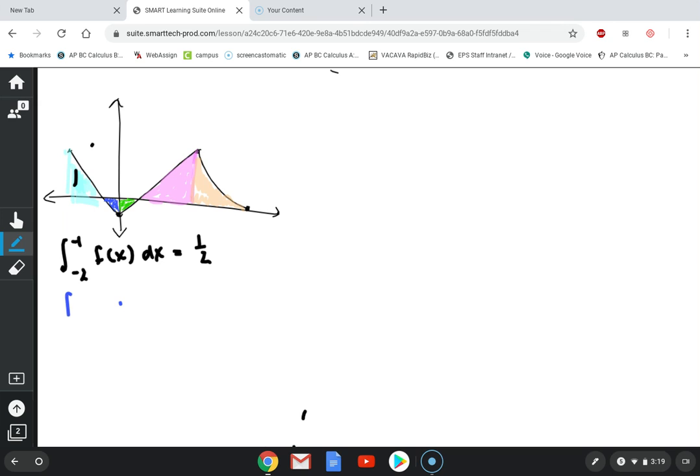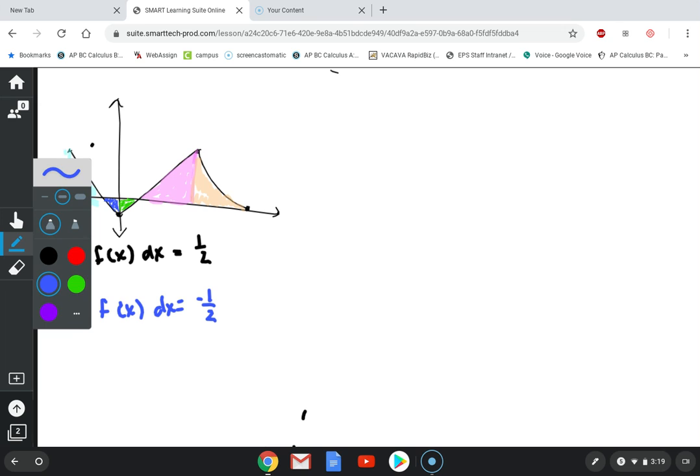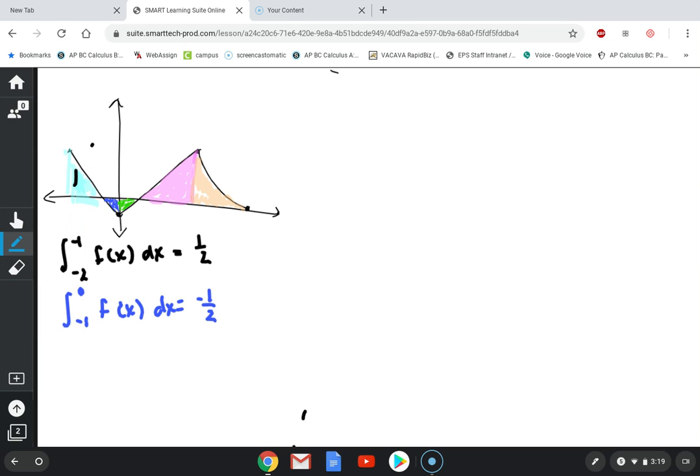Then the second thing I'm going to look at is the loop portion, which is another triangle. Now I'm going from -1 to 0 of f of x dx, and that's 1/2 base times height, but because it's below the x-axis, I have -1/2. Then the green portion is also below the x-axis, so I'm predicting a negative integral. So 0 to 1/2 of f of x dx is -1/2.